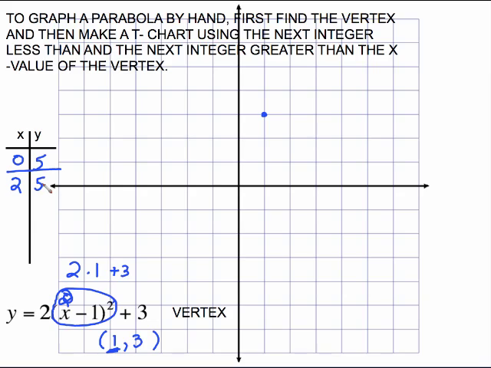These two values better be the same number because our parabola is symmetrical. All I have to do is graph the point over 0 up 5, graph the point over 2 up 5, connect those dots with a curve, and that's your parabola.